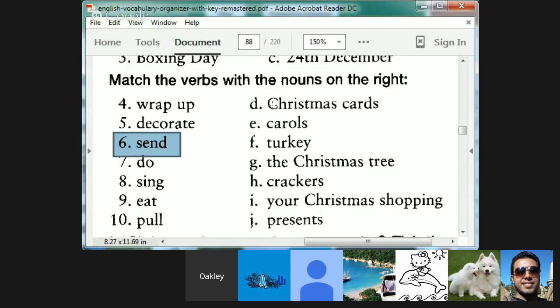Send Christmas cards. Yeah, you said turkey. Okay, send Christmas cards, absolutely. All right. Do people send Christmas cards in your country? I don't know. I think they do it, but my family actually doesn't do this. Well, we don't have the custom. Custom. That's right. We don't have the custom of doing this.